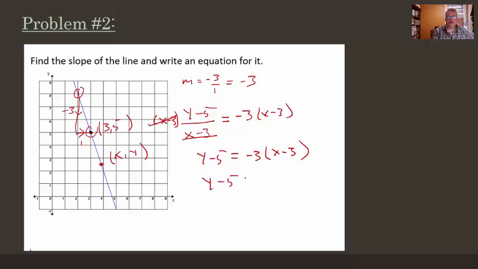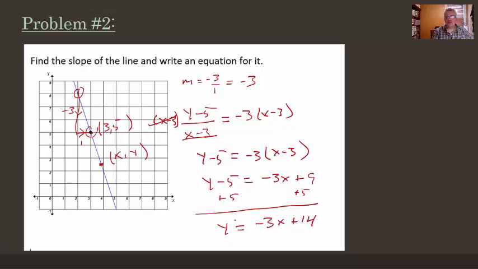And now we just simplify it. y minus 5 equals -3 times x, which is -3x. -3 times -3 is positive 9. Add 5 to both sides. So if we add 5 here and add 5 on this side of the equation, we get y by itself, which was the goal: y equals -3x plus 14.